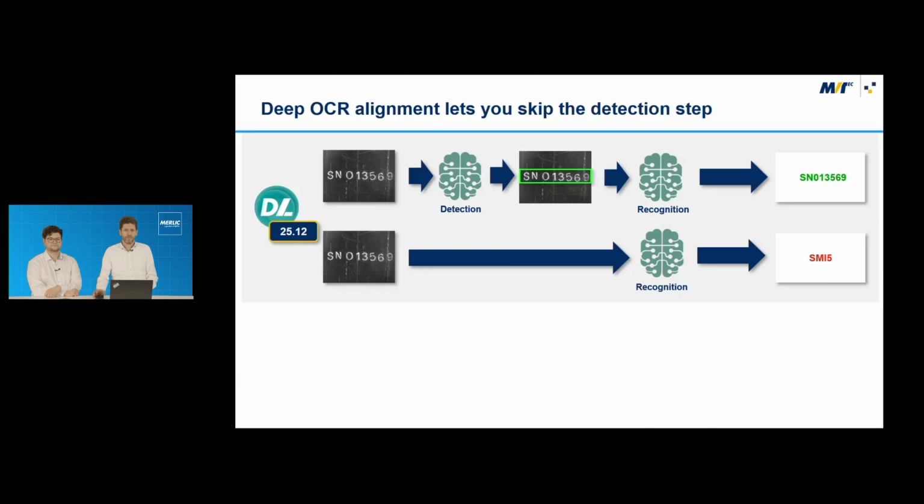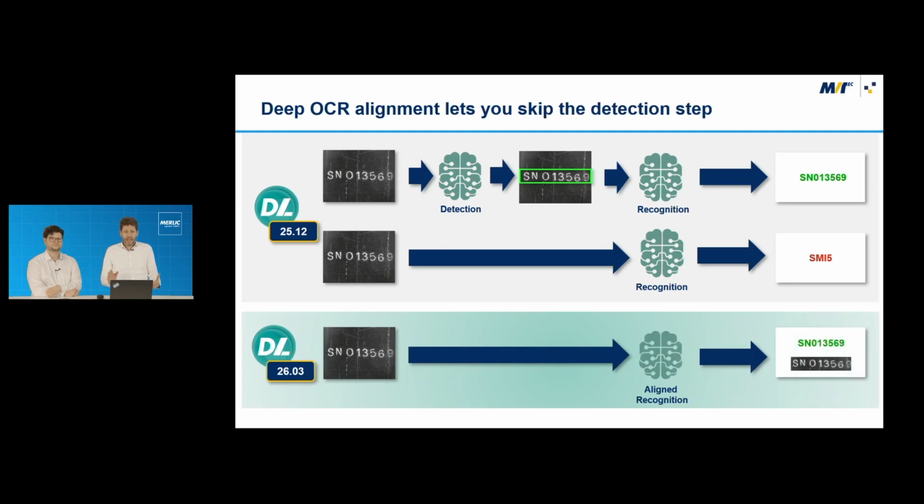Now let's have a look at the new deep OCR alignment feature. Previously, it was necessary to detect text within images or to crop them manually. This step was difficult and time-consuming. So the alignment function eliminates the need for text cropping, and you can skip the detection step.